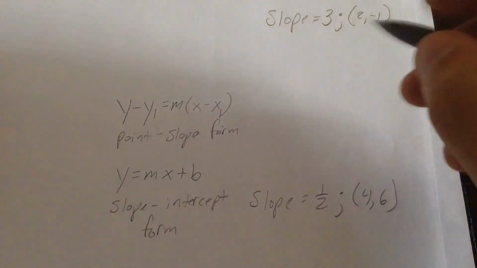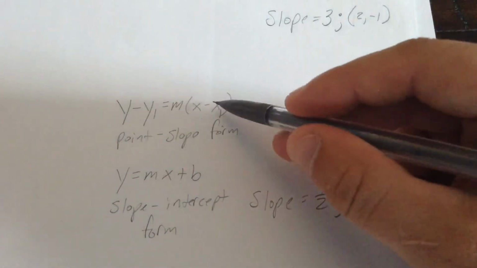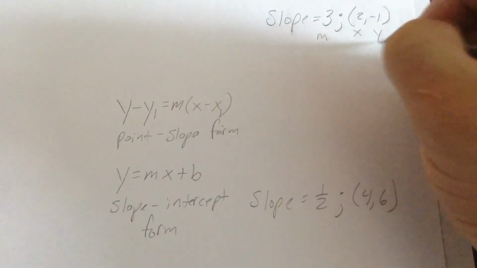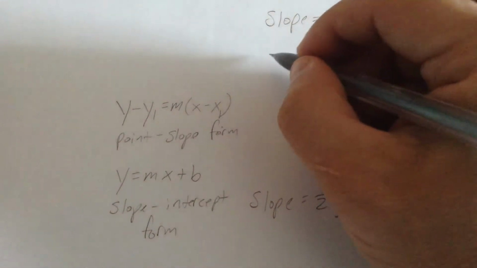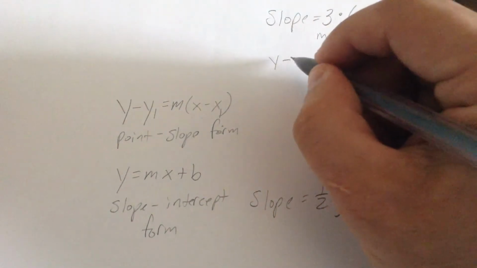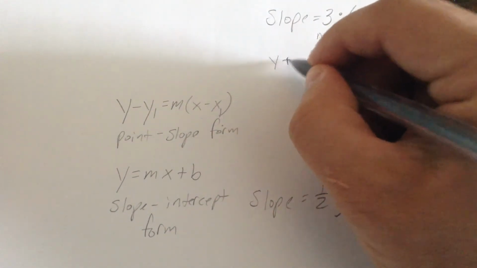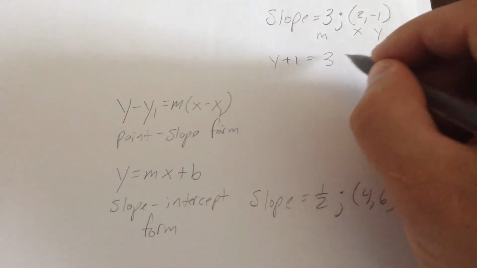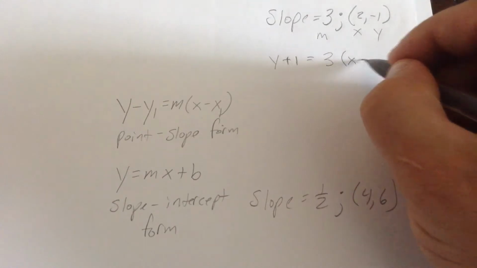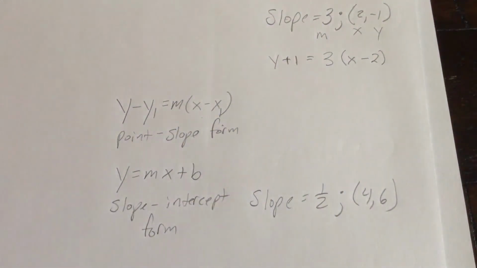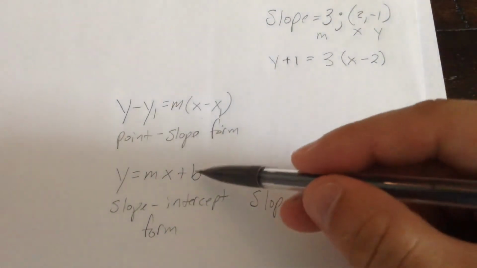Okay, so my first step is to sub this into point-slope form. So there's my m, there's my x, there's my y. So y minus y1, which is negative 1, so minus a negative will make it plus 1, equals m, which is 3, times x minus x1, which is 2. Okay, so I need to convert this into this.